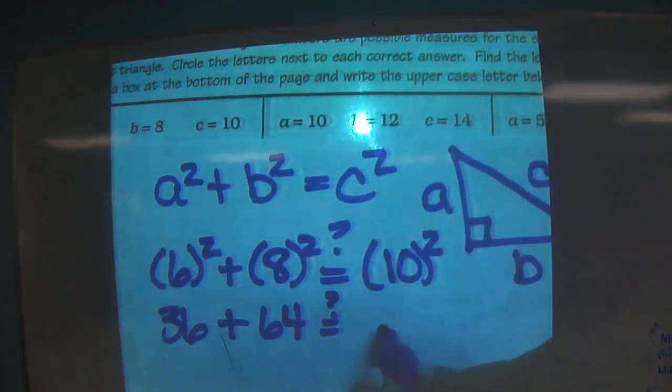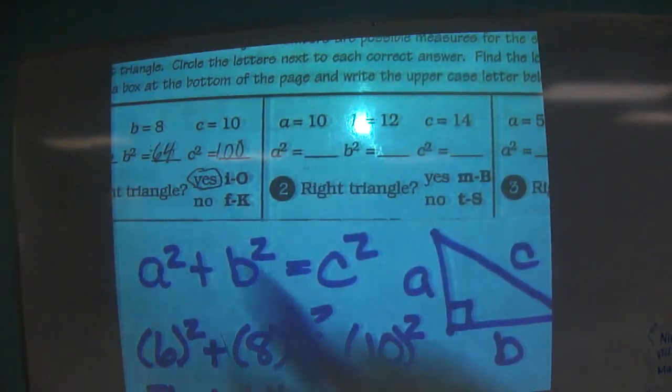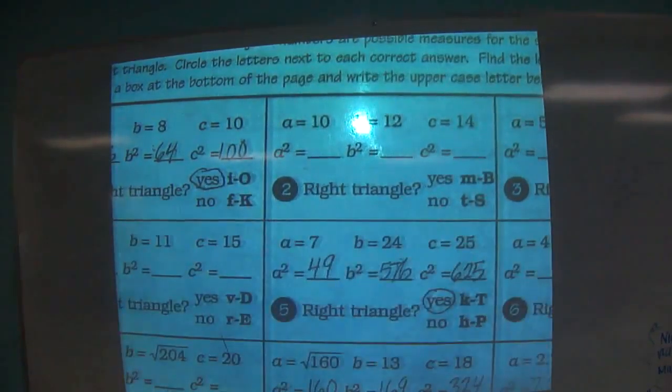What's 10 squared? 100. What's 36 plus 64? 100. So 100 is equal to 100. Cool. So with number 1, is it a right triangle? The answer is yes.